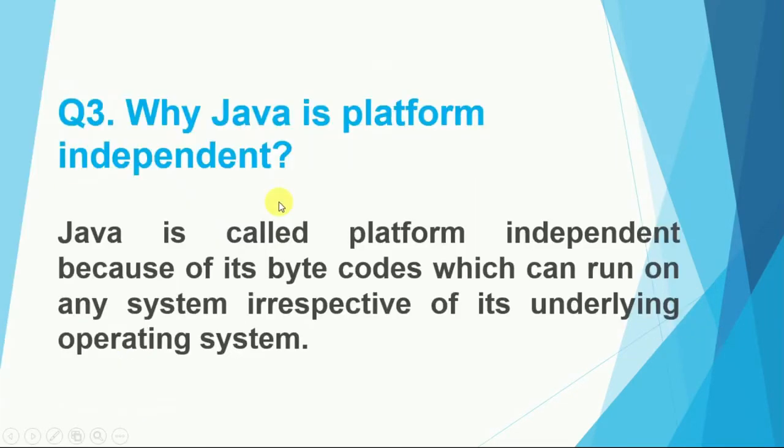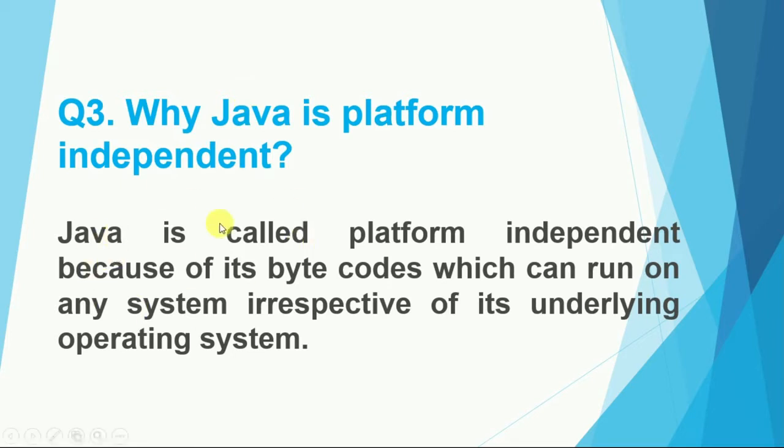Okay, so the next question is why Java is platform independent. This question is very important. Java is called platform independent because of its bytecode, because Java bytecode can run on any system irrespective of its underlying operating system. So it follows the write once, run anywhere principle.